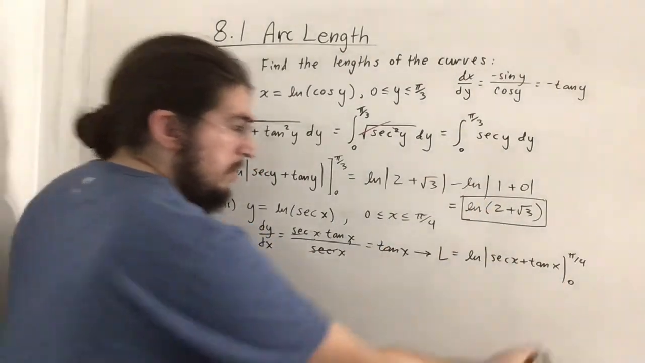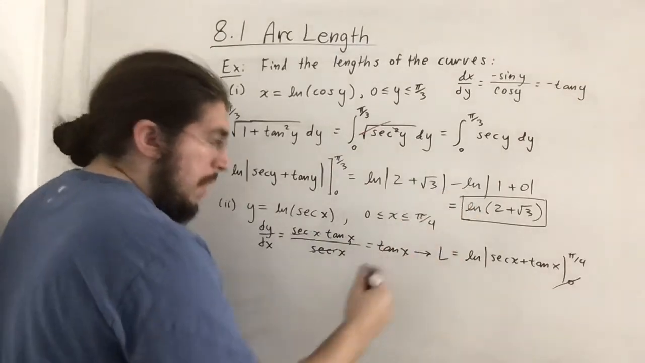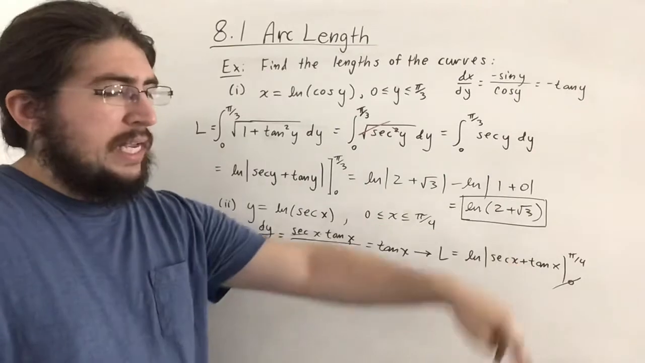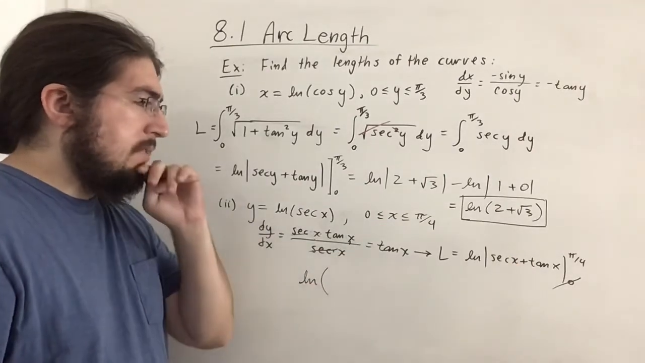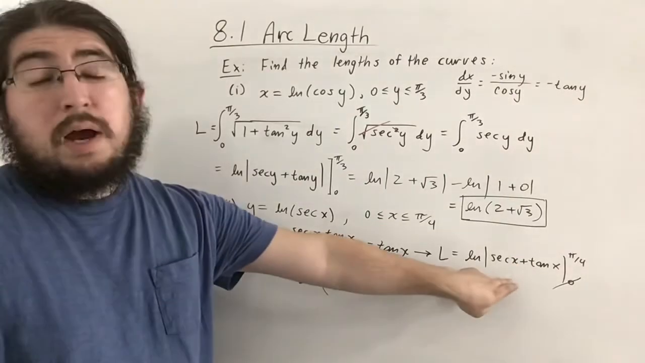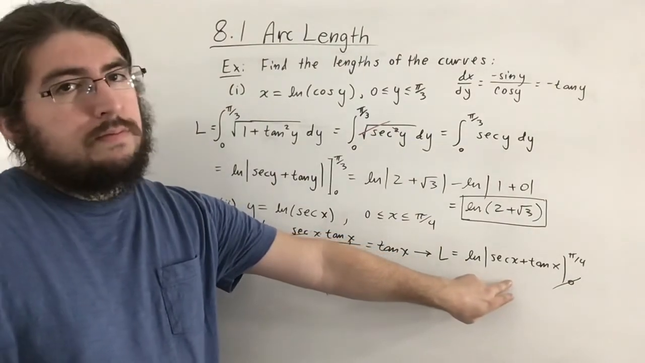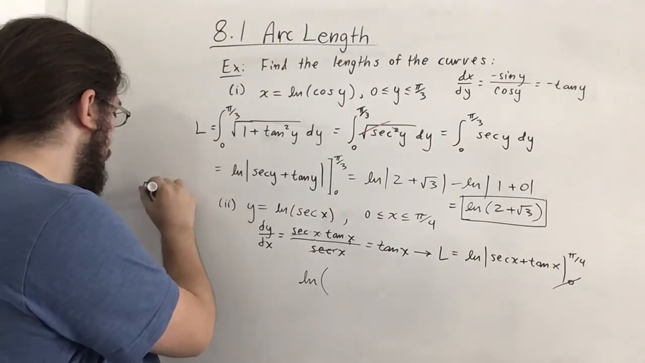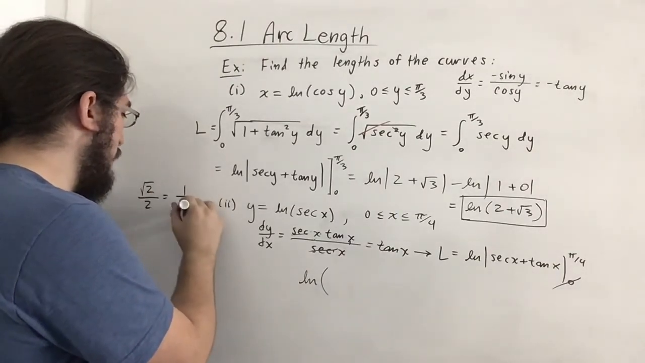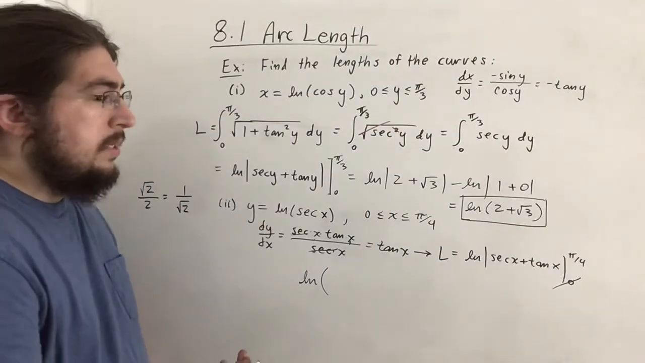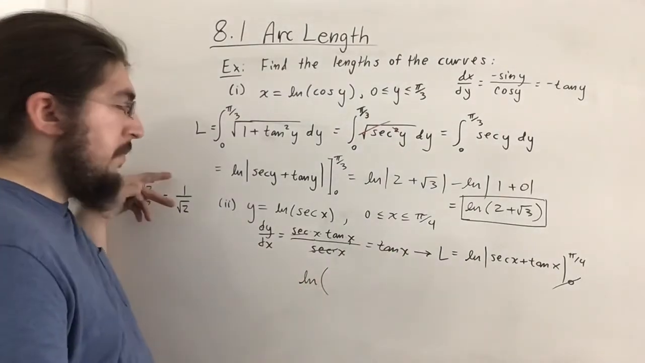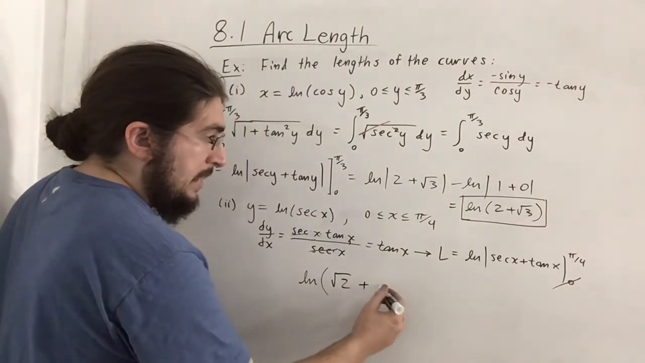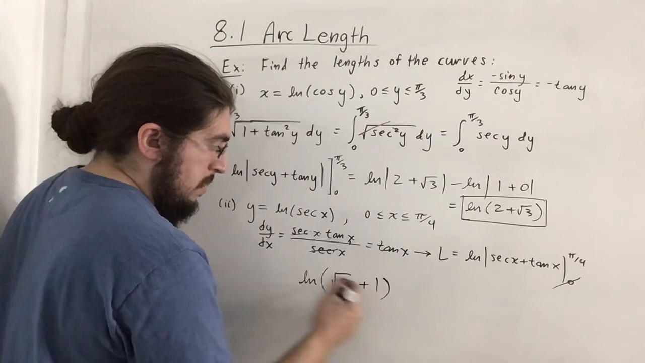Anyways, notice when we plug in 0 here, we already verified that's just going to give us ln of 1, which is 0, so that's taken care of. And now pi over 4, we know it's going to be positive because secant of pi over 4 and tangent of pi over 4 are both positive, so we don't need absolute values now. Cosine of pi over 4 is radical 2 over 2, which is the same as 1 over radical 2. So that means secant of pi over 4 is the reciprocal of that, which is radical 2 itself. And tangent of pi over 4 is just 1.